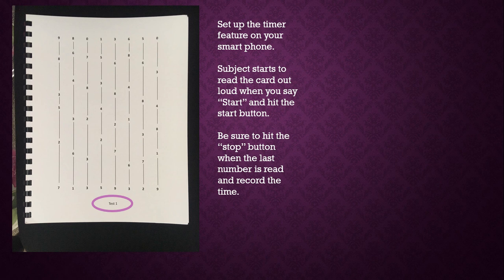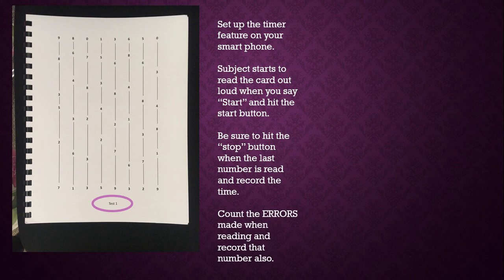During this testing, I also want you to count how many errors they make. And so your instructions as a subject is read the card as quickly as you can, but try hard not to make any errors. All right, and if they make errors, just keep track of them. I'm going to put an answer sheet on the back of each set of tests so that you don't, as the timer, have to look at the card with them. You can just refer to the back of the sheets while you are recording the time. So again, count the errors made when reading that card and record that number also.